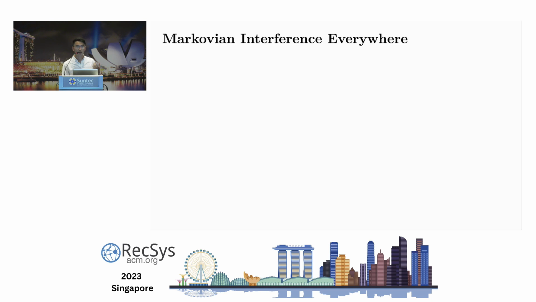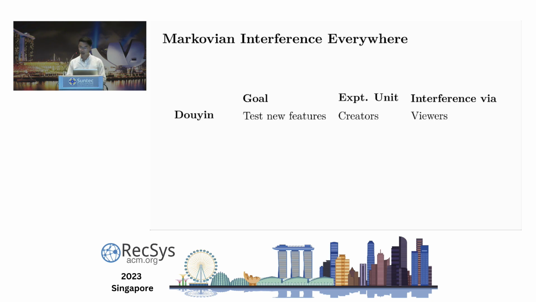Okay, this is a problem that arises everywhere in online platforms. So far, we've talked about an example at TikTok or at Douyin, where you have creators, you're running creator-level experiments, and they interfere with each other by modifying viewer state. At Uber, you might think about running rider-level pricing experiments, but riders interfere with each other by modifying the state of the shared pool of drivers. Right? Everybody shares a pool of supply.